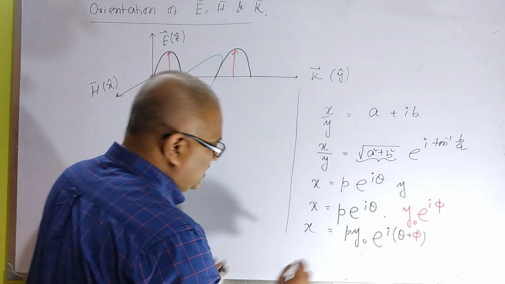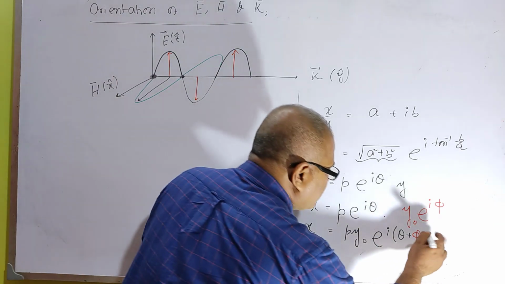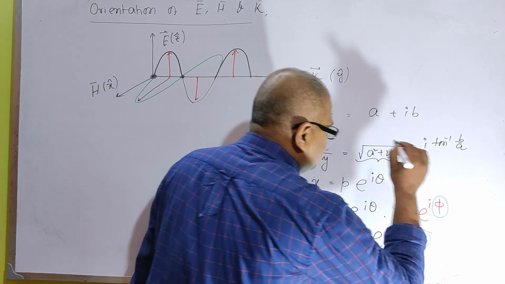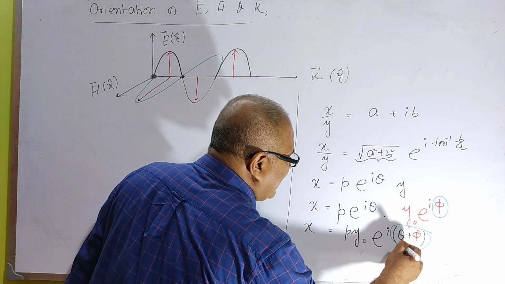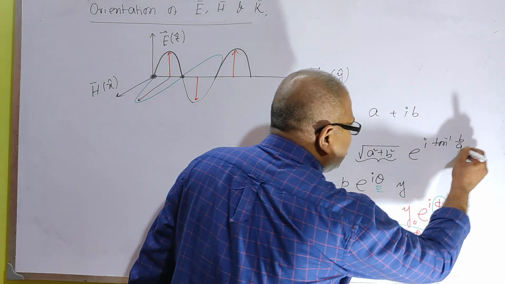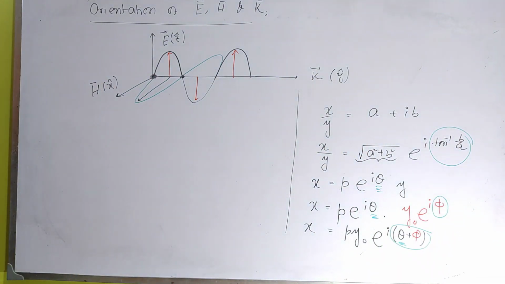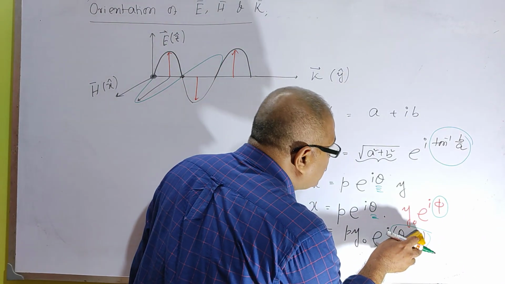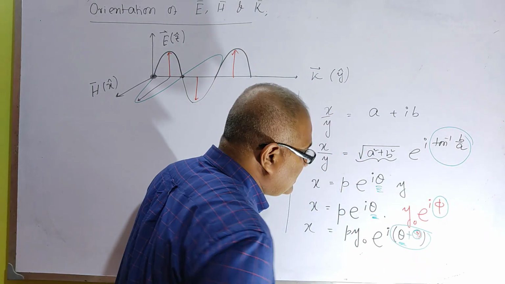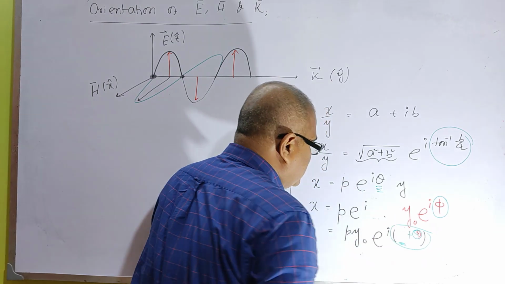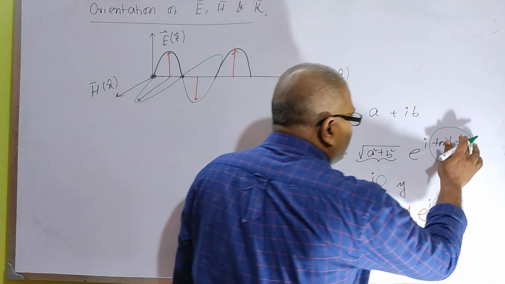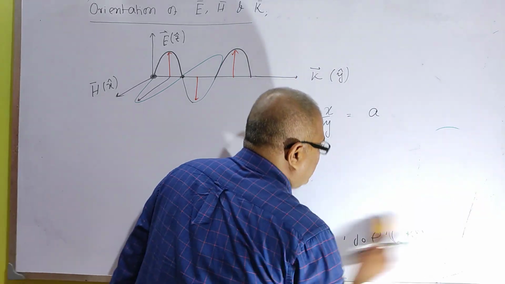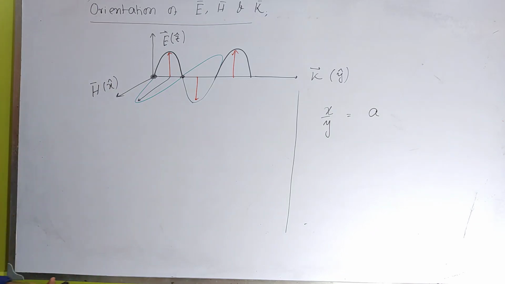What is the phase of x? So the phase of x is theta plus phi. What is the phase of y? The phase of y is phi. So what is the phase difference? This theta, this tan inverse b by a, is the phase difference. Now when will there be no phase difference? If theta is 0, that is if b is 0, that is if the ratio is real.